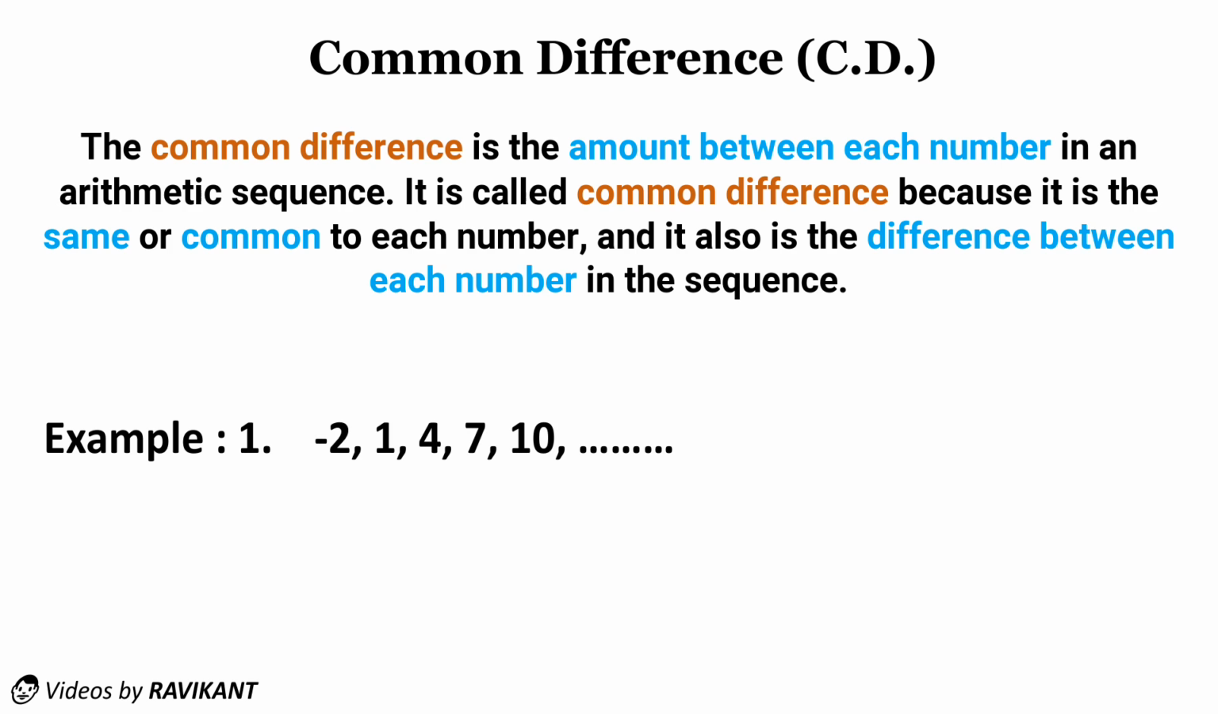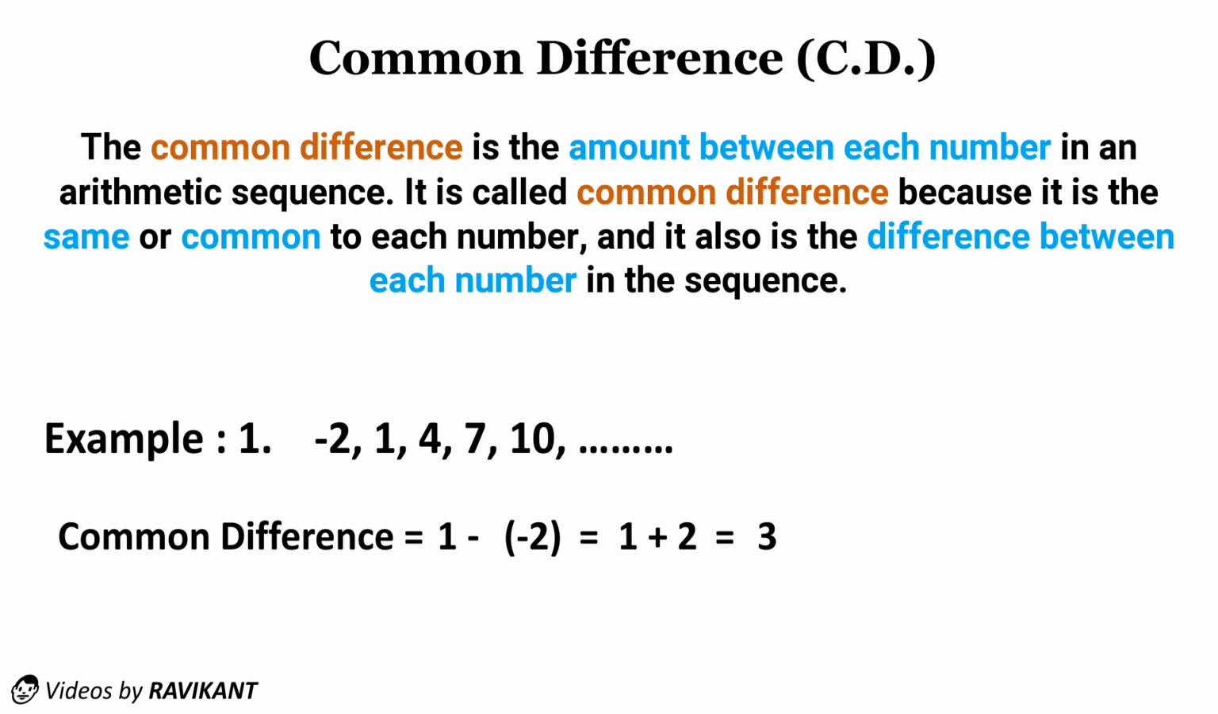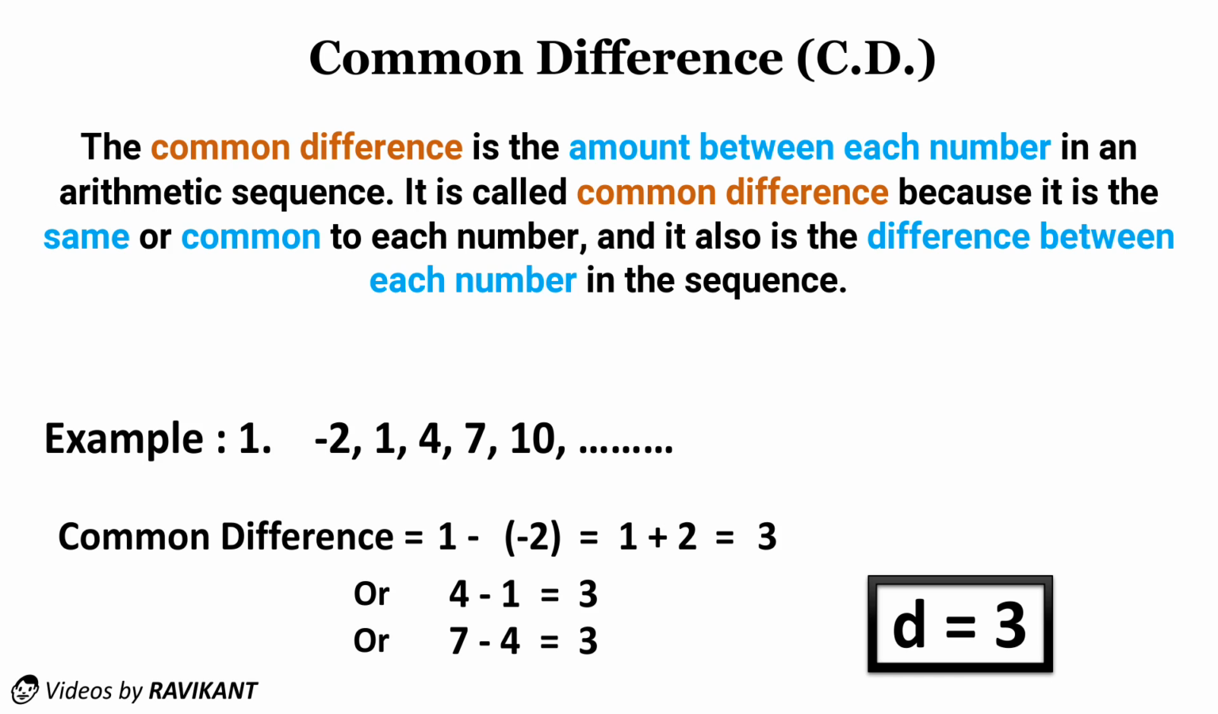So here is our first example. I subtract the first term, which is minus 2, from the next term, which is 1. Then I get the common difference 3. Now 4 minus 1 is also equal to 3. Same, 7 minus 4 is also equal to 3. So we always get the common difference 3, which means the given series is an arithmetic progression with common difference 3. That's how we can check whether a series is an arithmetic progression or not.